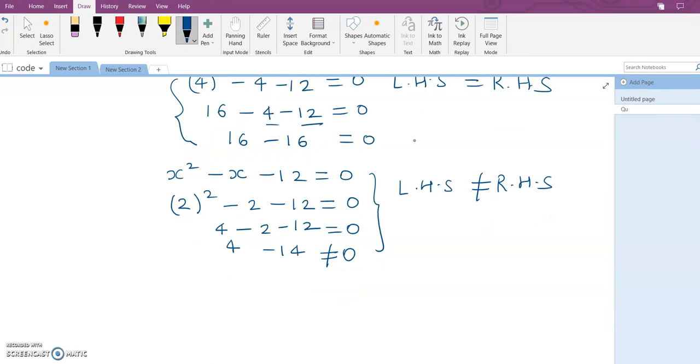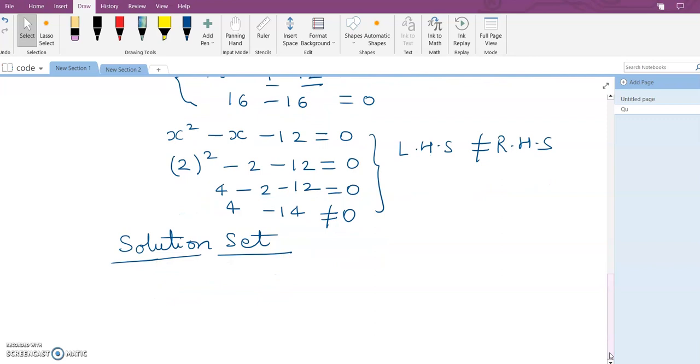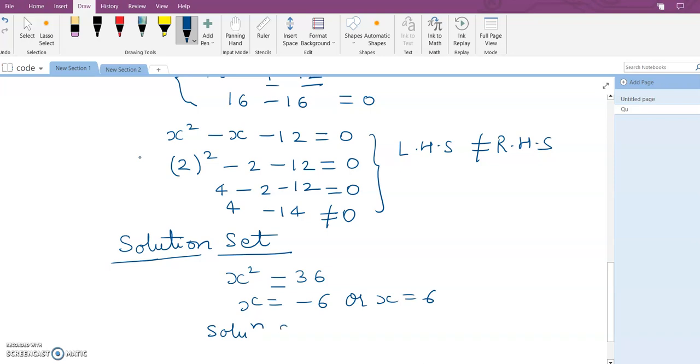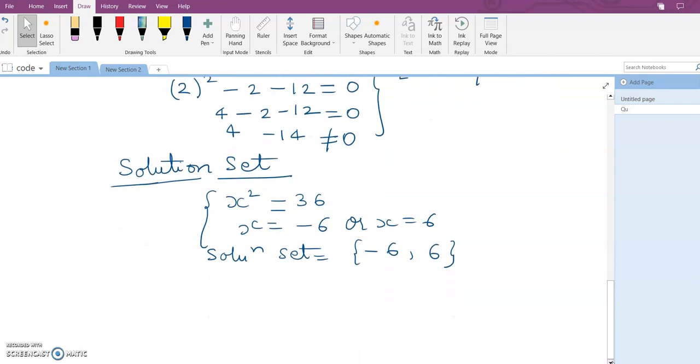Now next topic will be solution set. So let's see what is a solution set. The set of elements representing the roots of a quadratic equation is called a solution set. Like for example, if I have an equation, let's say x square is equal to 36, I will choose the simplest one. For this, the roots will be x equal to minus 6 or x equal to 6. So solution set for this will be minus 6, 6. How we solve this, I will talk about it a little bit later. So this is solution set.